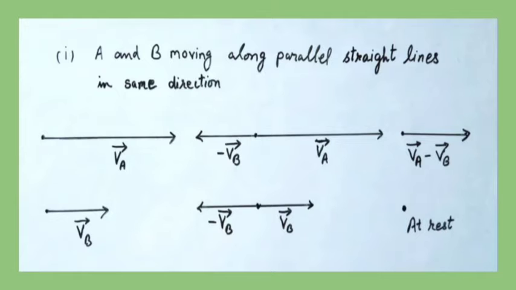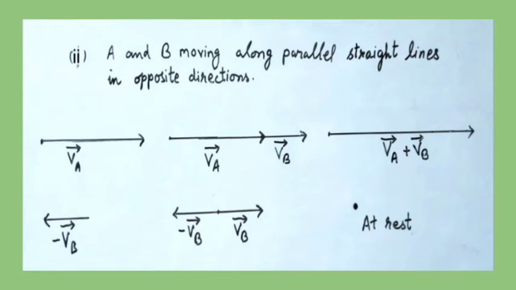the two velocities. Second situation is when the two objects A and B are moving along parallel straight lines in opposite directions. That is, theta is equal to 180 degree. Then velocity of A with respect to B, VAB, is equal to VA plus VB. So in this situation, the relative velocity of one object with respect to other is equal to the sum of the magnitudes of two velocities.